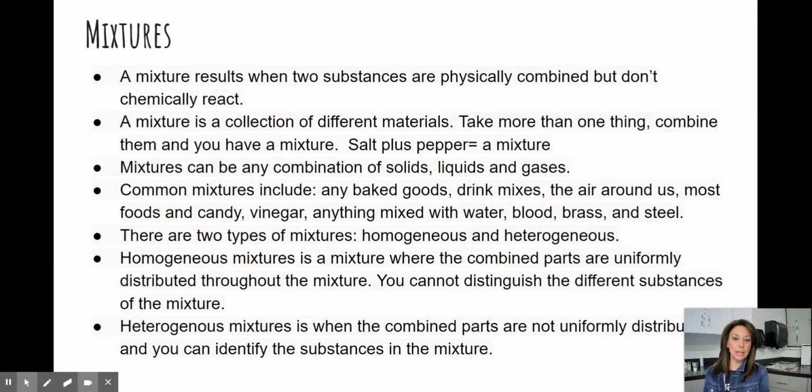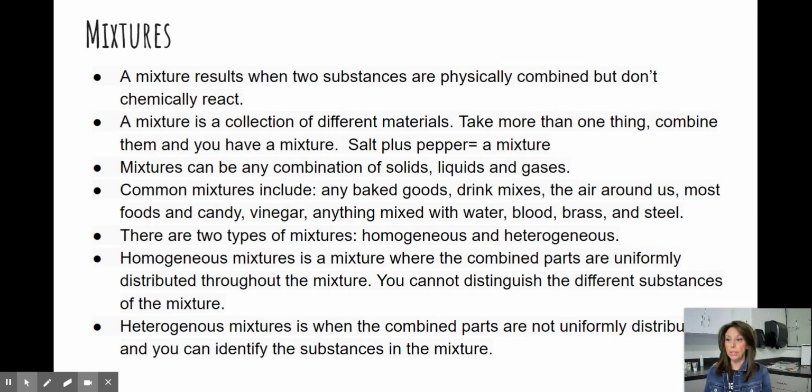All right, let's first talk about mixtures. A mixture results when two substances are physically combined but don't chemically react. A mixture is a collection of different materials. Take more than one thing, combine them, and you have a mixture. Salt plus pepper equals mixture. Mixtures can be any combination of solids, liquids, and gases.